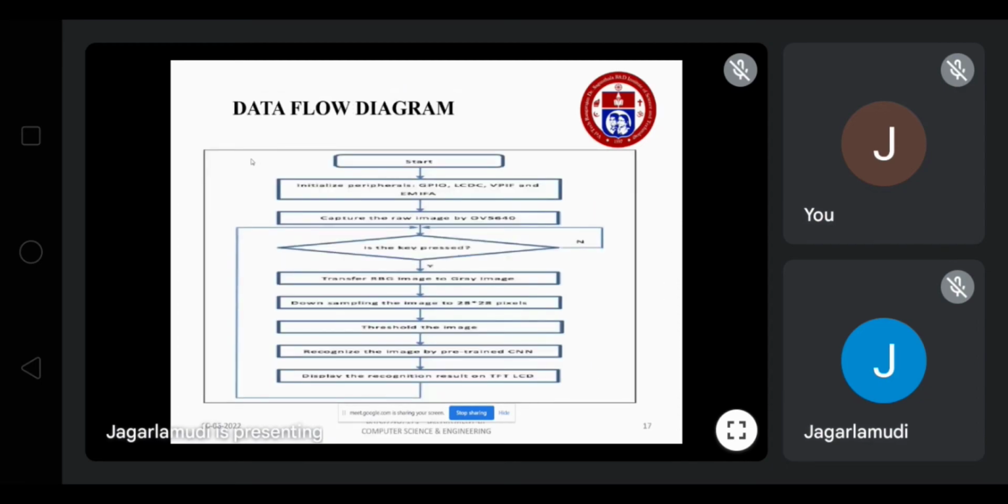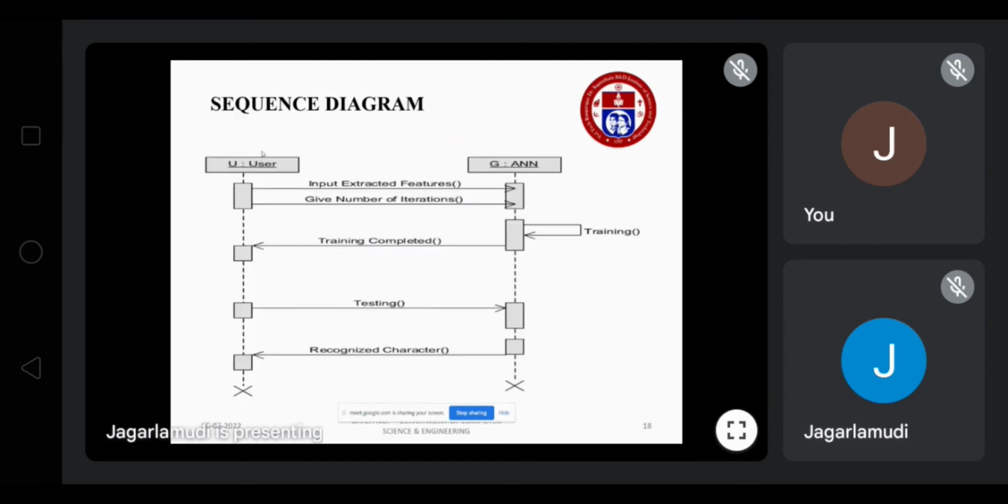The data flow diagram shows the flow from one point to another, starting and initializing the data from the source and transferring the image from one point to the next. Every image has a threshold value, and that value is used in the confusion matrix. Then we have the sequence diagram.